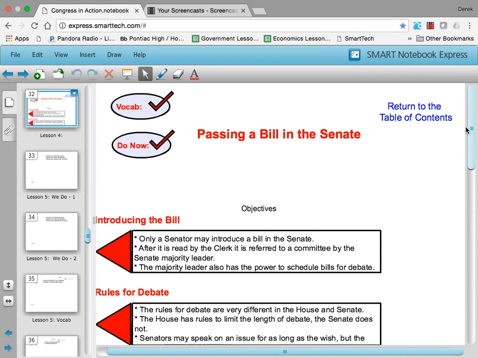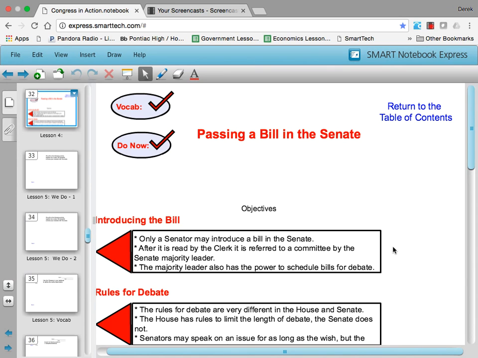This is lesson 3.7 on passing a bill in the Senate. To begin with, the bill is introduced in much the same way as it is in the House of Representatives. Anybody can write a bill. The president can write a bill. His staff can write a bill. You can write a bill. I can write a bill. But only a senator can introduce it in the Senate.